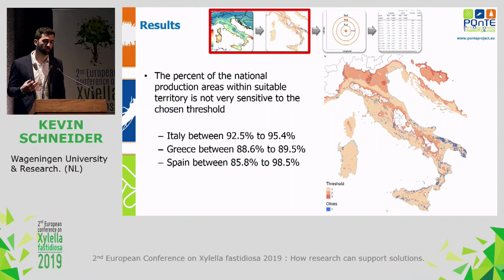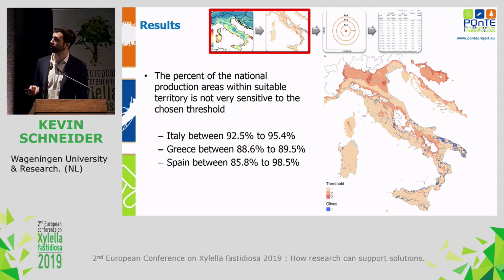Going into the results, what you see here is an illustration of Italy. The different shading of red show you the different climatic suitability thresholds we use to convert a continuous map into a binary map. The darker colors comprise also of the areas with the lighter color. And what you see in blue is the olive areas after the current land cover map.